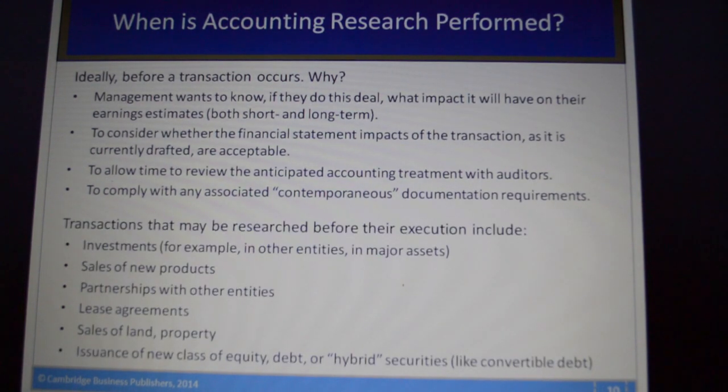Here are some examples of transactions that may be researched before their execution: investments, sales of new products, partnerships with other entities, lease agreements, sales of land and property, and issuance of a new class of equity, debt, or hybrid securities.